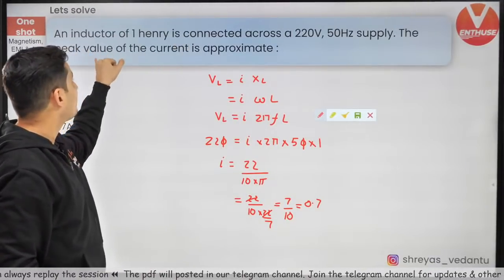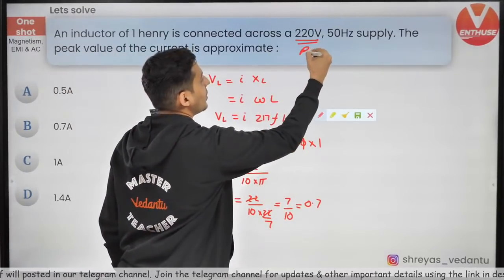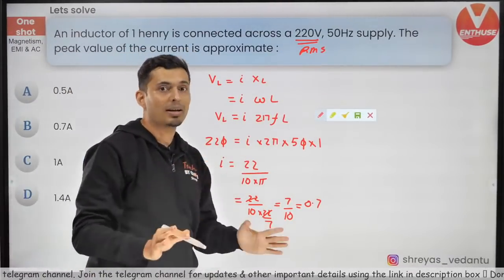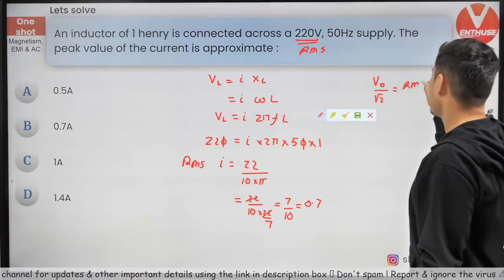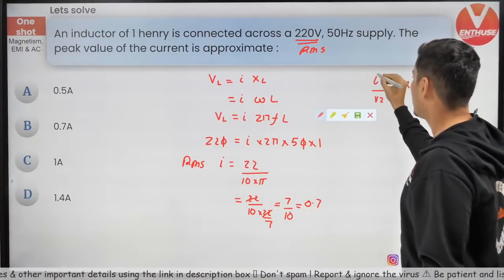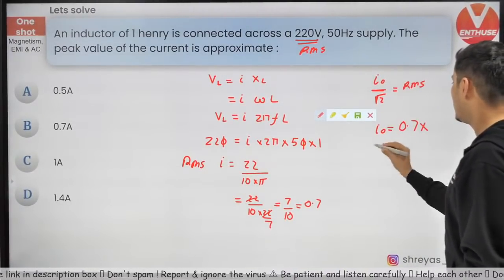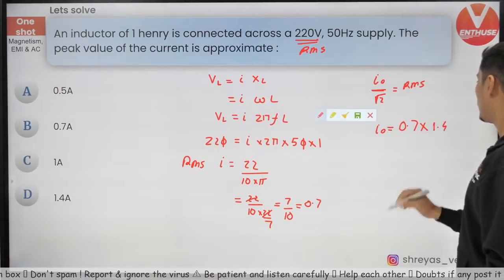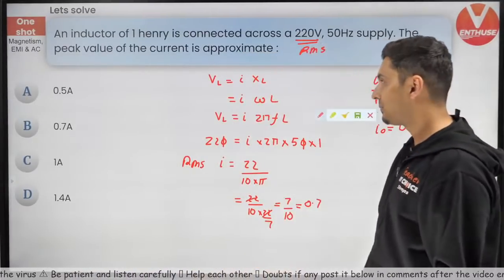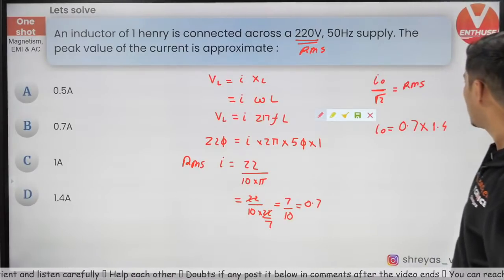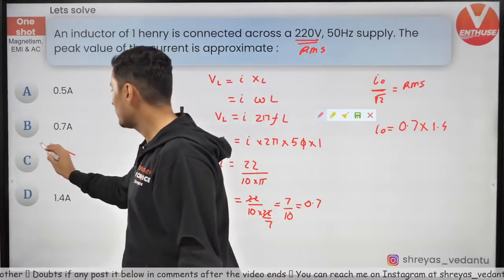Be careful. The question says peak current. Whatever current you found was actually RMS, because this voltage is also RMS voltage, so the current you got was also RMS. Use your logic: peak by root 2 is RMS, and it's valid even for current. So the maximum current by root 2 is the RMS value, so the maximum current will be 0.7 into root 2. Root 2 is basically 1.4. 14 sevens are going to come very close to 1. Everybody agrees?